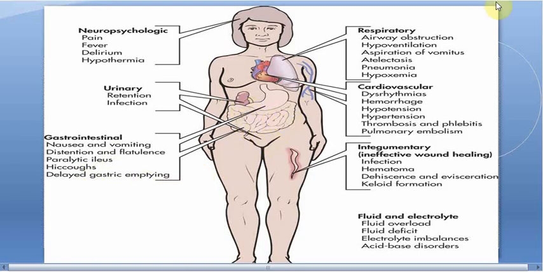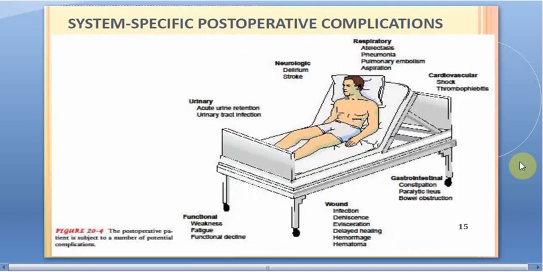will not empty quickly. Respiratory, you can see airway obstruction, atelectasis, pneumonia, hypoxemia, aspiration of vomitus. Cardiovascular, you can see arrhythmias or dysrhythmias, bleeding or hemorrhage, low BP, hypertension, pulmonary embolism. In integumentary, you can see skin infection, bleeding, wound dehiscence and evisceration, keloids. In fluid and electrolyte, you can see overload and fluid deficit. Okay, so this is also a repetition of the complications. I have just taken the figure.